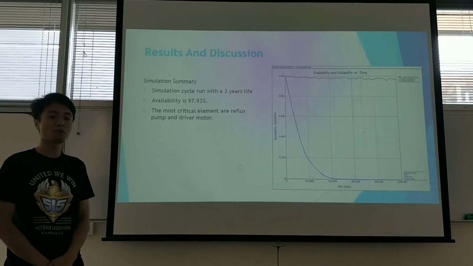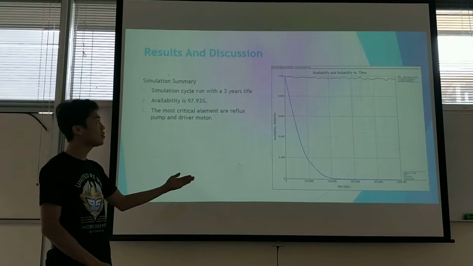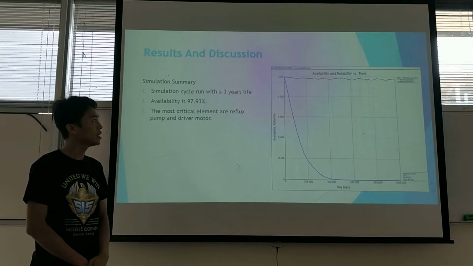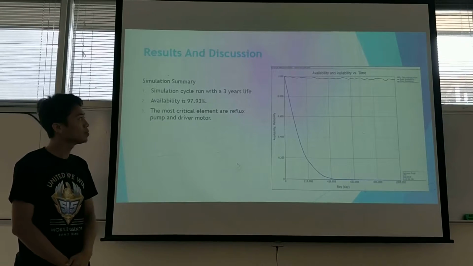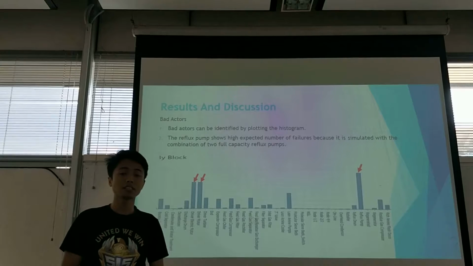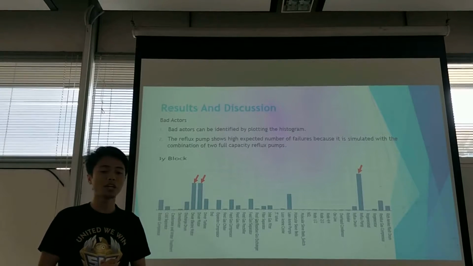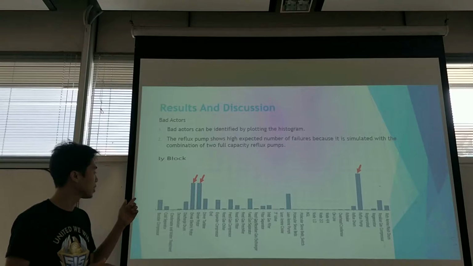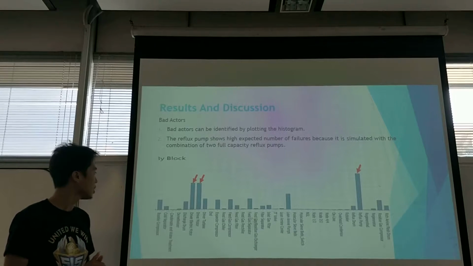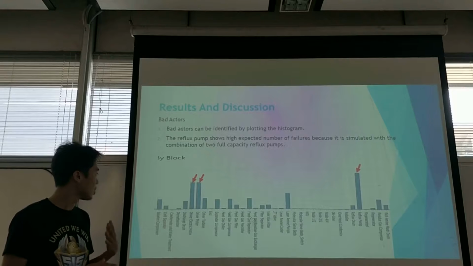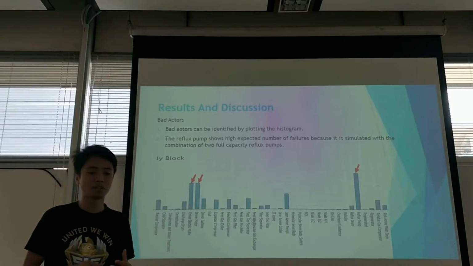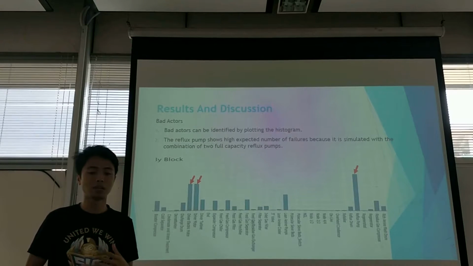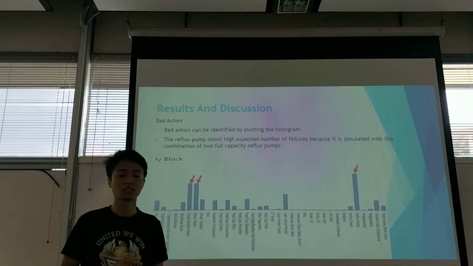And then from BlockSim software, what we can obtain is the graph. As you can see, the black line above is the availability, and the blue going down is the point reliability. Next, for the bad actors, we identify the bad actors by plotting the histogram. As you can see from the red arrows pointing at 3 parts, which are driver motor, driver electric motor and reflux pump. The reflux pump shows a high expected number of failures and is simulated with the combination of 2 capacity of reflux pump.